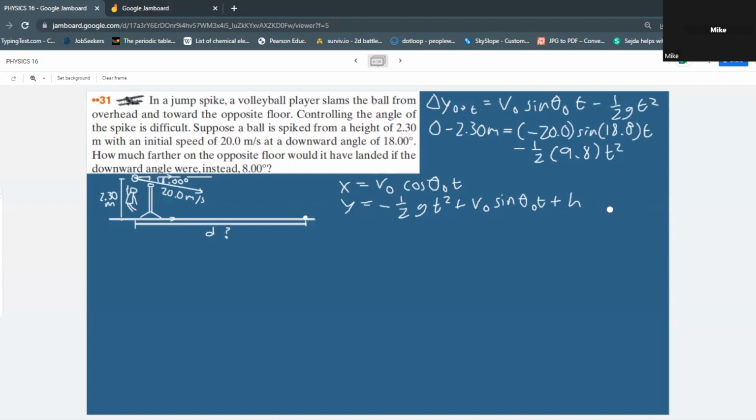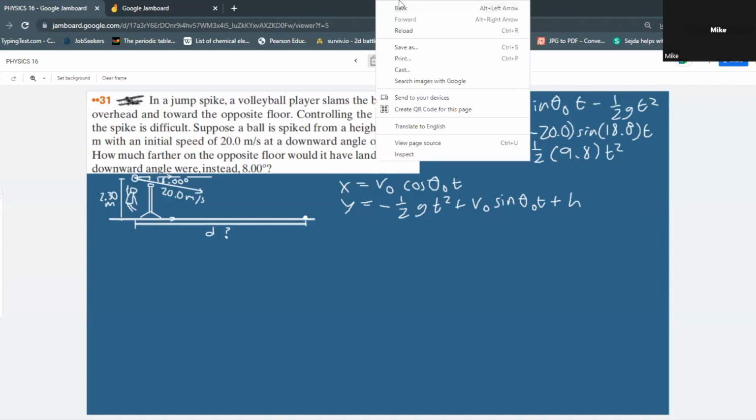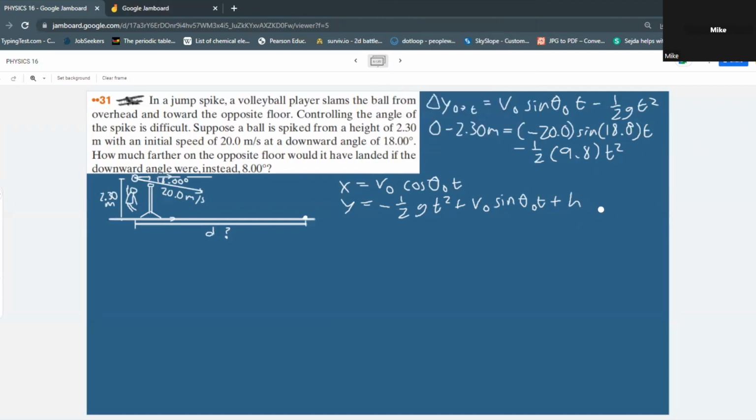Paano po pala nalaman yun? How did people manage to evaluate g? Maraming paraan, may Atwood's machine. Yung pinaka-primitive na method, maglaglag ka ng object. Or pendulum. Pwede din. We'll find out later.